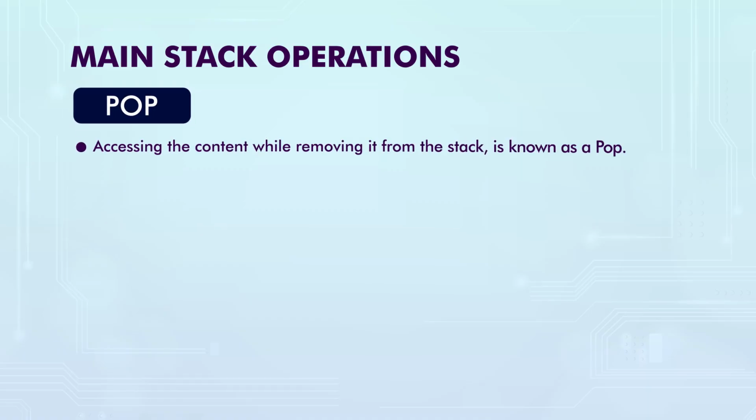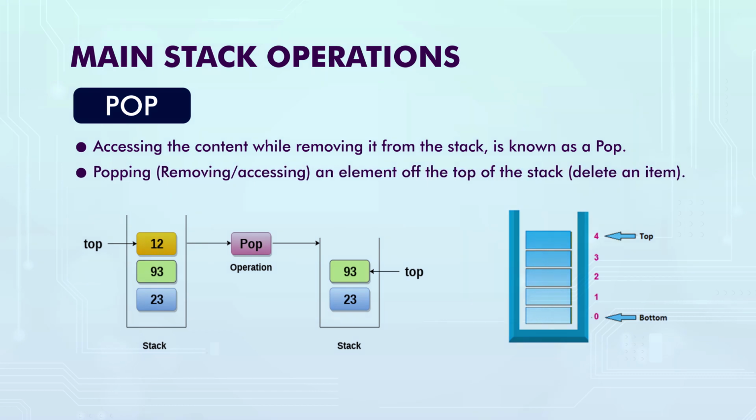The next main operation of stack is pop. Pop, that is accessing the content while removing the item from the top of the stack, and that is popping out the topmost element of the stack and then accessing that element. For example, if we have got 3 elements, and when pop operation is performed, the top element will be removed from the stack and top will be decremented by 1.